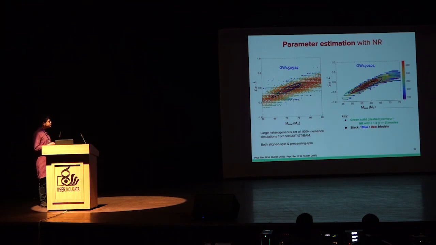We can even do parameter estimation on very high mass BBH events using numerical simulations directly. So for example, these two figures show the measurement of the final black hole's mass and spin for two different events from 2015 and 17. And the green contour here and here tells us the constraint that we can put using NR data alone, while all the other contours correspond to different waveform models, right?